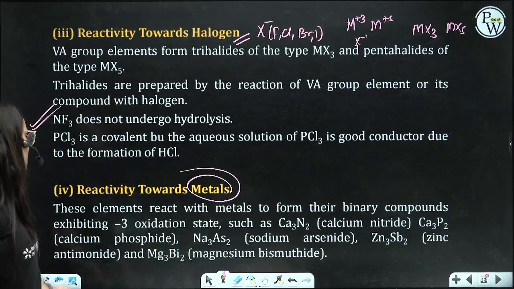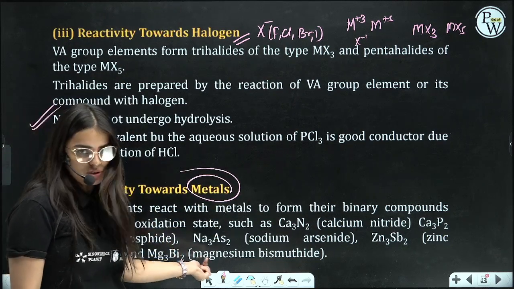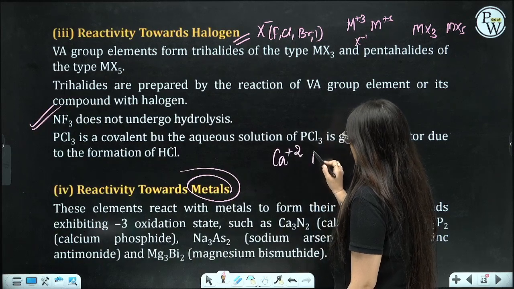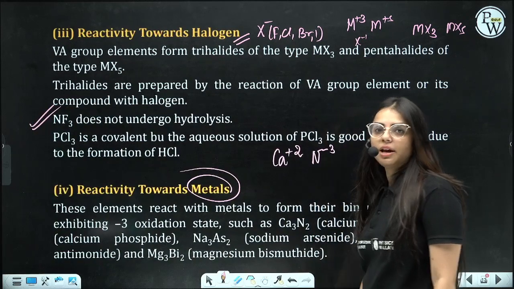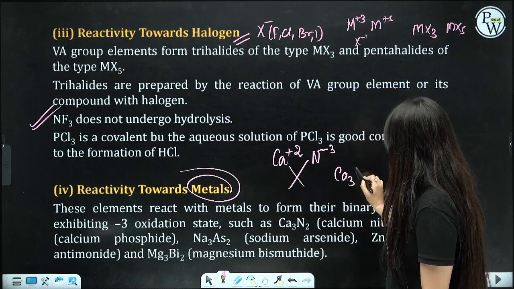Now comes reactivity with metals. These elements react with metals to form binary compounds exhibiting the -3 oxidation state. Let us see an example: calcium has a +2 charge, and nitrogen exhibits a -3 oxidation state when it reacts with metals. So their charges will be crisscrossed and it will be Ca3N2.